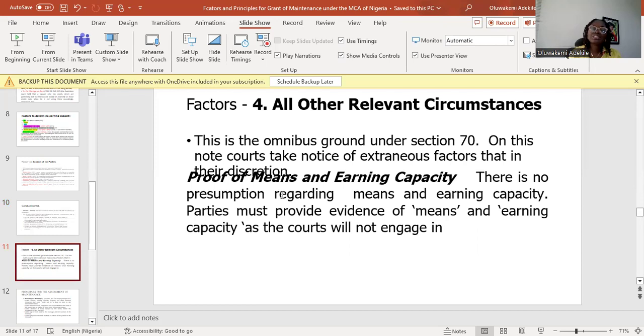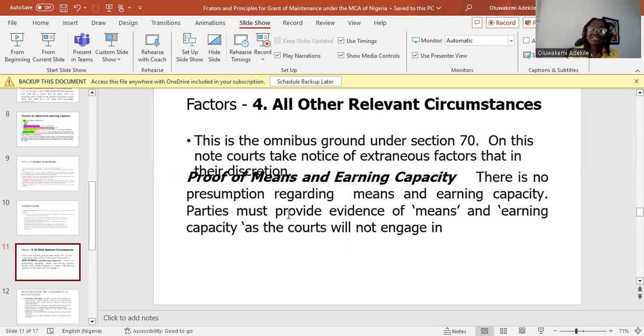Then there are all other relevant circumstances. So the court has a leeway, and this general opening is an open-ended inquiry as to the things the court would look at in its efforts to ensure what is fair and equitable in each of the cases before them. So it is an open broad ground that they should look at all other relevant circumstances in their discretion. In that respect, the court is not going to presume that people have means, or presume your earning capacity. These are things that you must bring evidence to show.